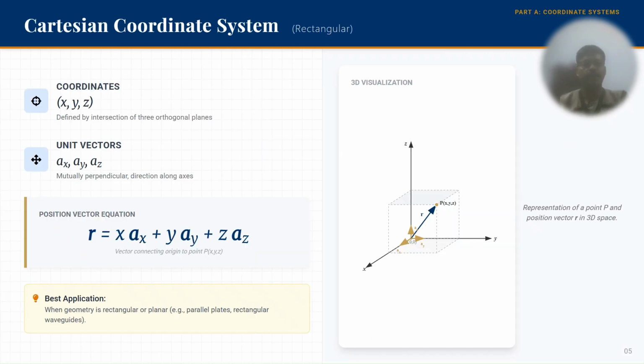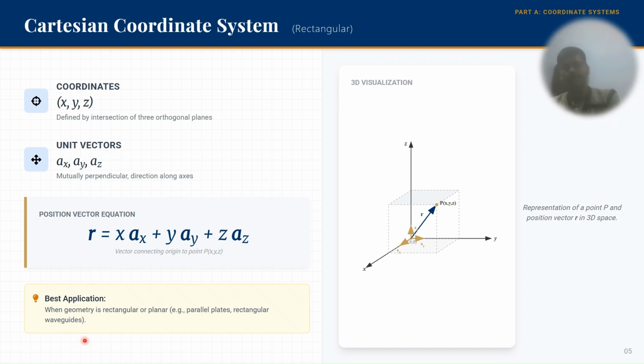The first one is the Cartesian or rectangular coordinate system. It is defined by x, y, and z, just like the previous figure, where a point P is (x, y, z). The unit vectors we define are a_x, a_y, and a_z.